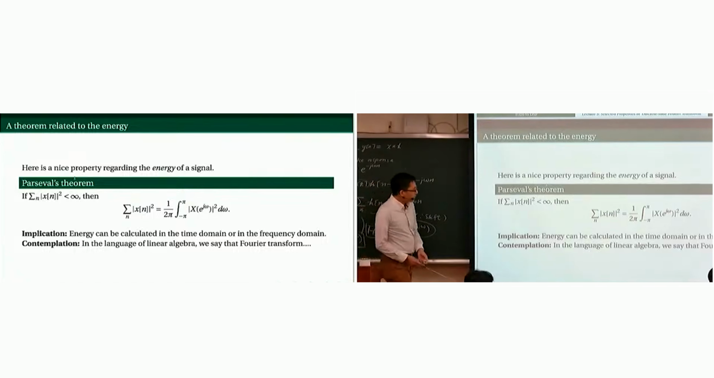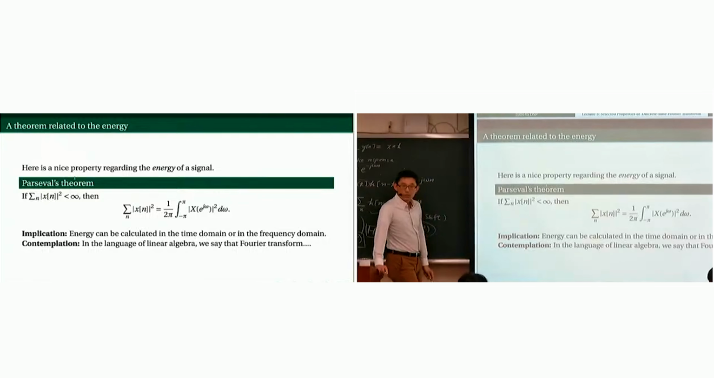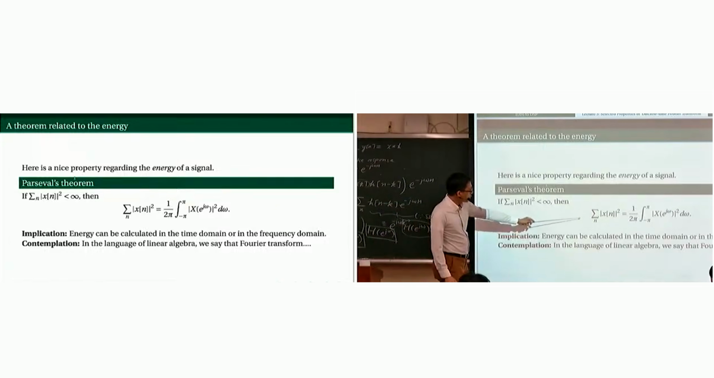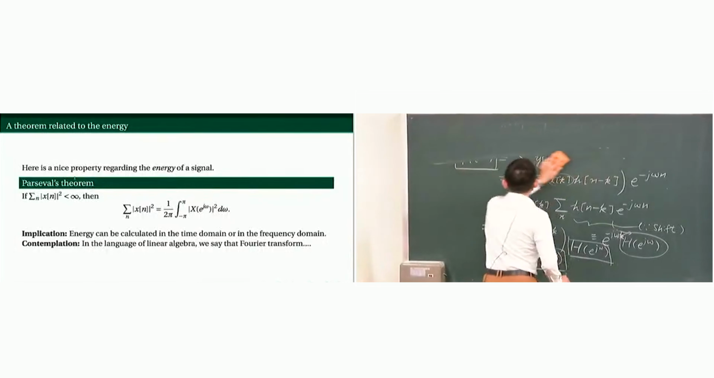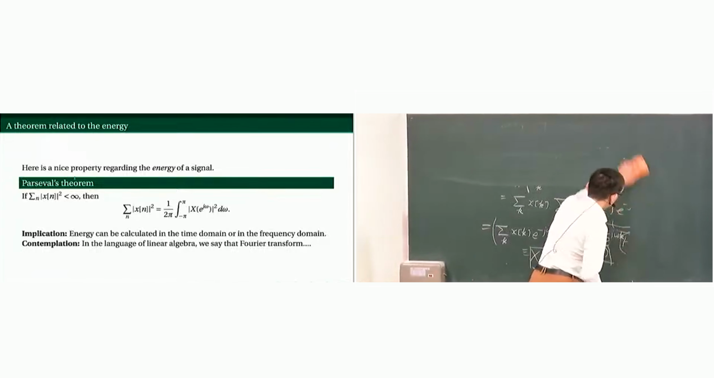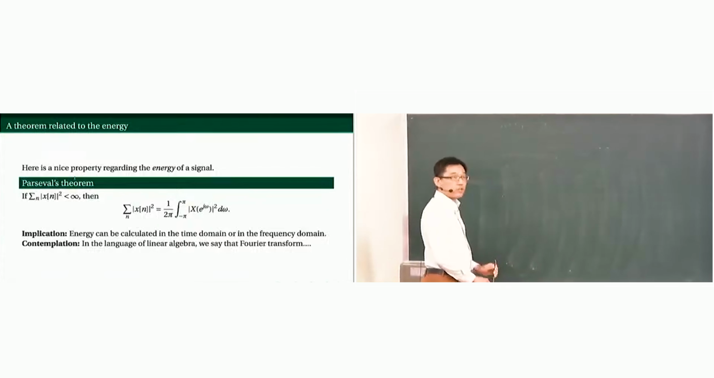I would like to refer to linear algebra. In the language of linear algebra, we say the Fourier transform preserves the norm. That's my point of view. Fourier transform preserves the norm, and that's a terminology in linear algebra.